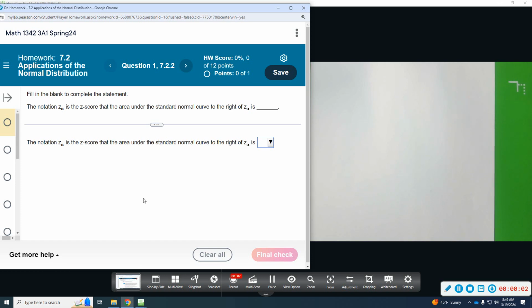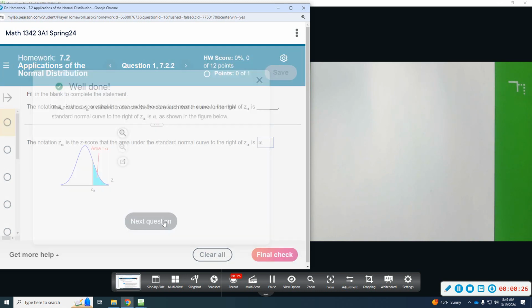All right, number one, this notation z sub alpha is a z-score that the area under the normal curve to the right of z is alpha. So according to our definition in the text, this little alpha is going to be the area to the right of this notation.